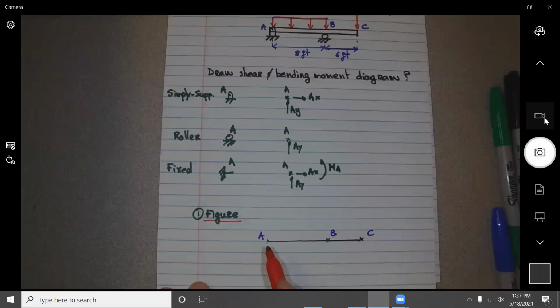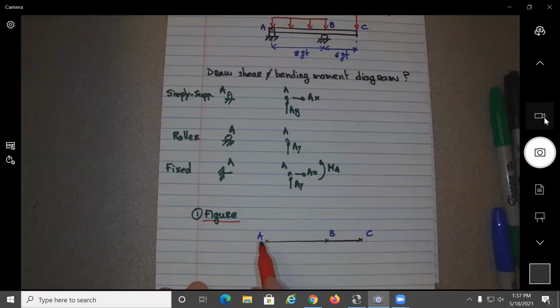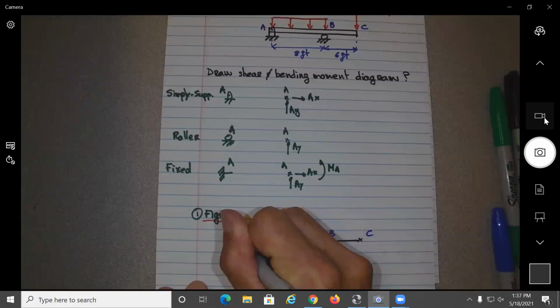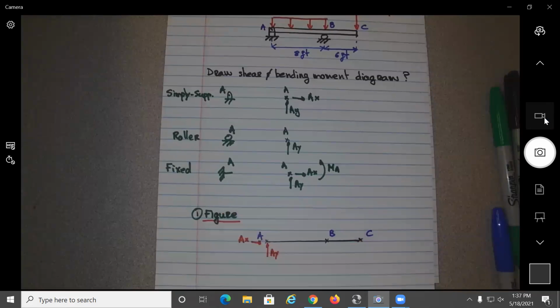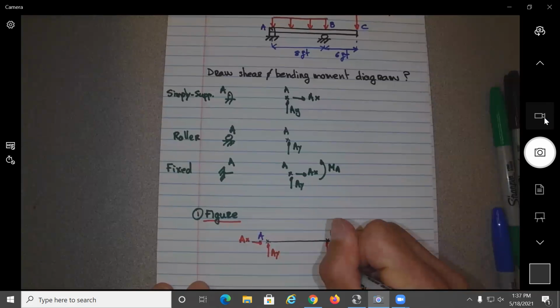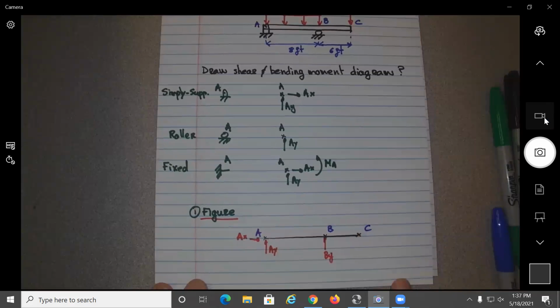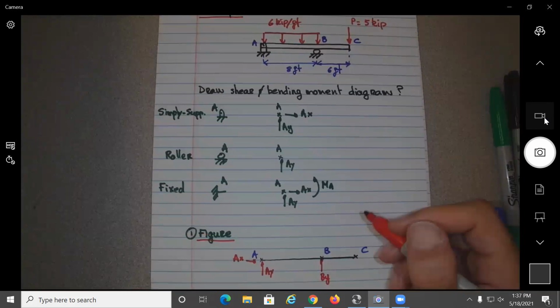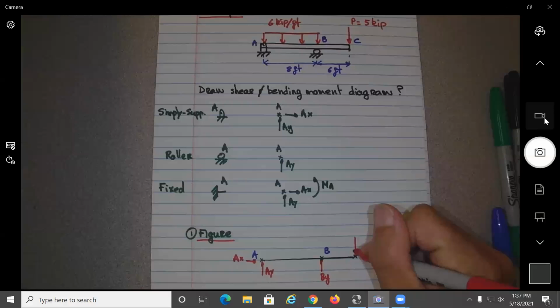So how many reactions am I going to have at point A? This is simply supported, so that means we're going to have two reactions, AY, AX. Point B is a roller, so how many reactions are we going to have? BY, just one. Now we have the force P over here of 5 kip.